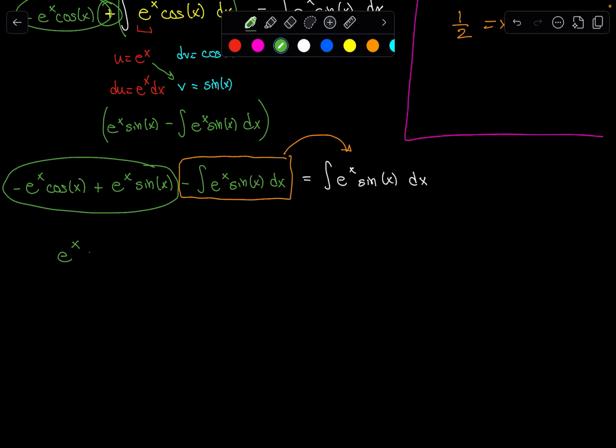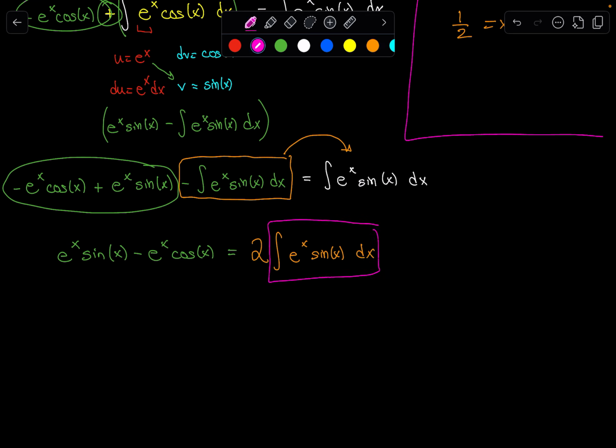You don't have to. You can leave it as is. But I'm going to write e to the x sine of x minus e to the x cosine of x. And that's going to equal 2 of these integrals, right? Integral e to the x sine of x dx. And remember, the whole purpose of this was to solve for this thing. It was to get this equals stuff.